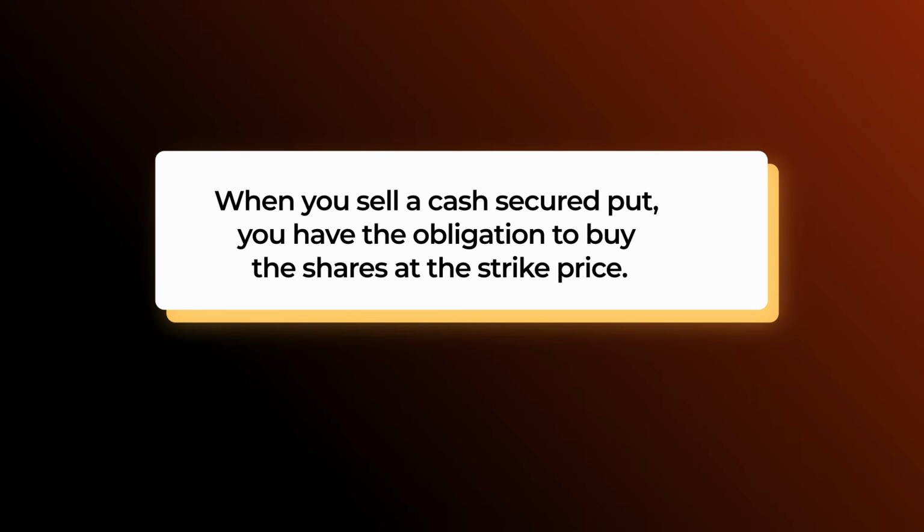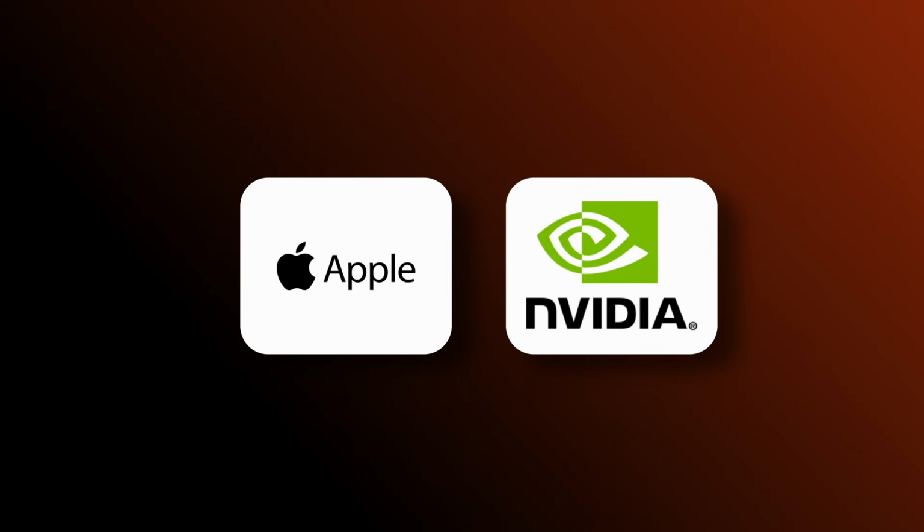And a lot of people, this is how they get into companies that they like. If you like Meta out there, you can sell a cash secured put on it. If you like Apple, you can sell a cash secured put. If you like Nvidia, you can sell a cash secured put. If you keep doing it, eventually the stock is going to drop enough that you're going to have to take ownership of the shares.